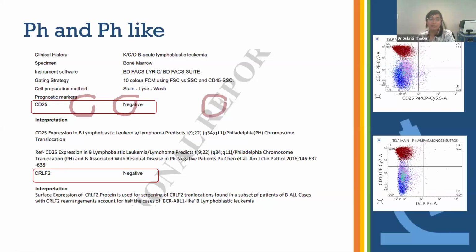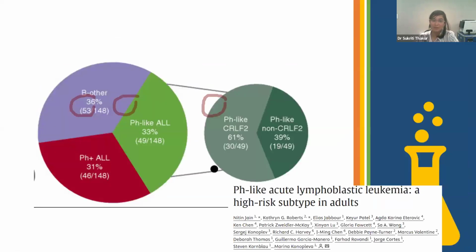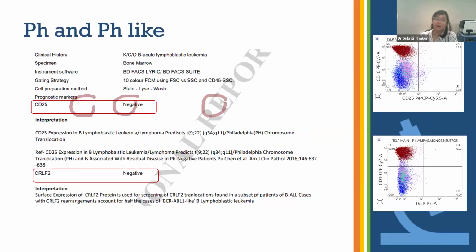So why are Ph and Ph-like phenotypes important? Because they have poor prognosis. They are in the high risk group. So these patients may later have relapse or may not respond completely to the treatment. So this is very important to specify. And with the help of flow cytometry, we are helping these patients to know as soon as possible whether they are in the high risk zone or in the low risk zone.